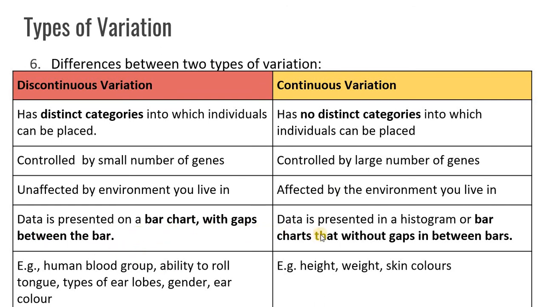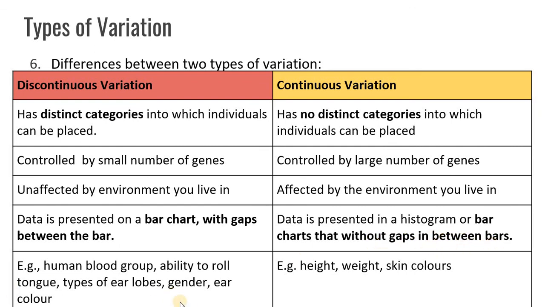Another difference is how data is presented. You have to remember this: when you present data from a discontinuous variation, it has to be a bar chart with gaps between the bars. When it comes to continuous variation, the word continuous tells us that the data is continuous, so data is presented in a histogram or sometimes a bar chart that has no gaps between the bars.